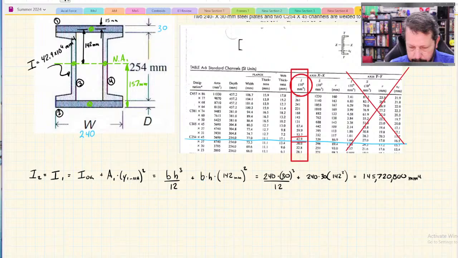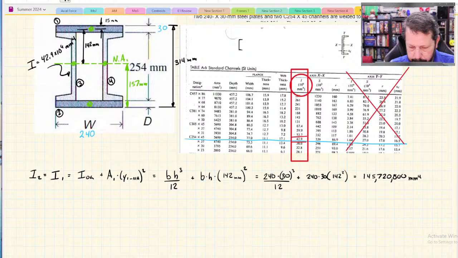The neutral axis height, the 157, I got by taking the entire height of the beam and dividing by 2. The entire height of the beam is 254 plus 30 plus 30, which is 314, and 314 divided by 2 is the 157. And I know it's in the center like that because all these shapes are symmetric. The neutral axis is an axis of symmetry, a horizontal axis of symmetry.